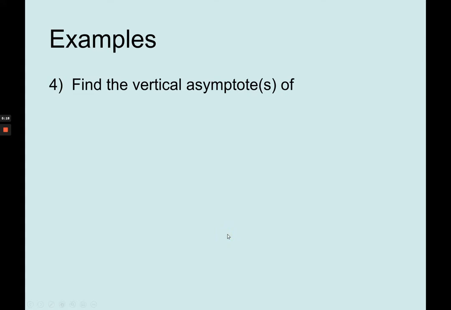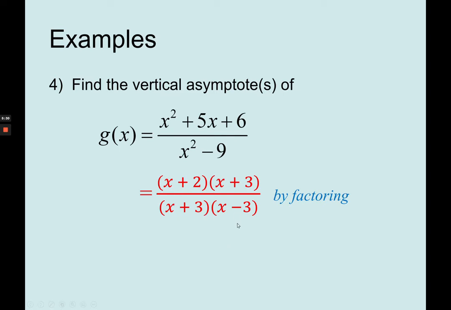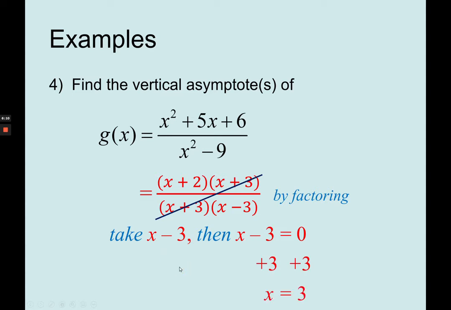Okay, now let's have number 4. Find the vertical asymptote of g of x is equal to x squared plus 5x plus 6 all over x squared minus 9. We can factor x squared minus 9, which is x plus 3 times x minus 3. But remember to consider your numerator. Your numerator is factorable as x plus 2 times x plus 3. That's why we need the knowledge of factoring and simplifying your rational expression. We can cancel x plus 3. For your vertical asymptote, in this case, we will just deal with x minus 3. And so we equate x minus 3 to 0, add 3 to both sides, and your vertical asymptote for this function is only at x equals 3.